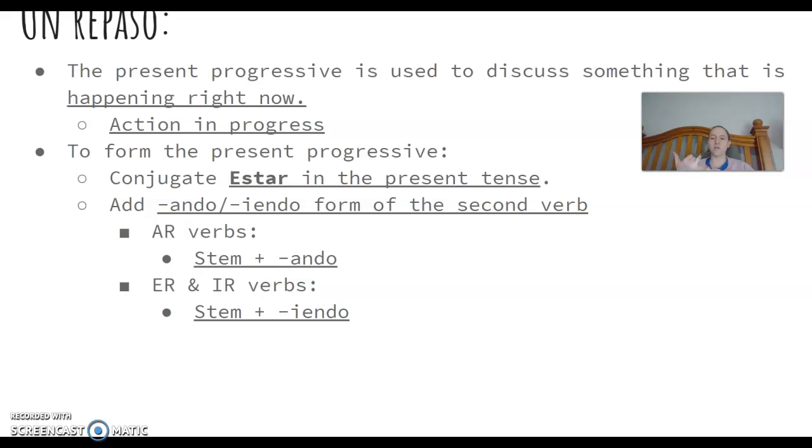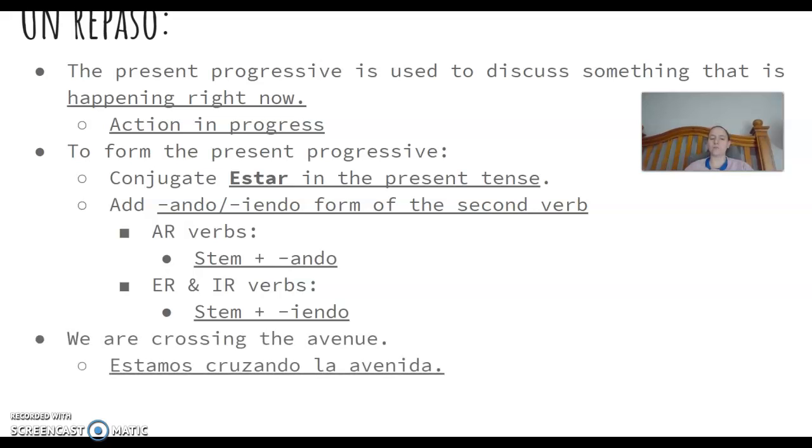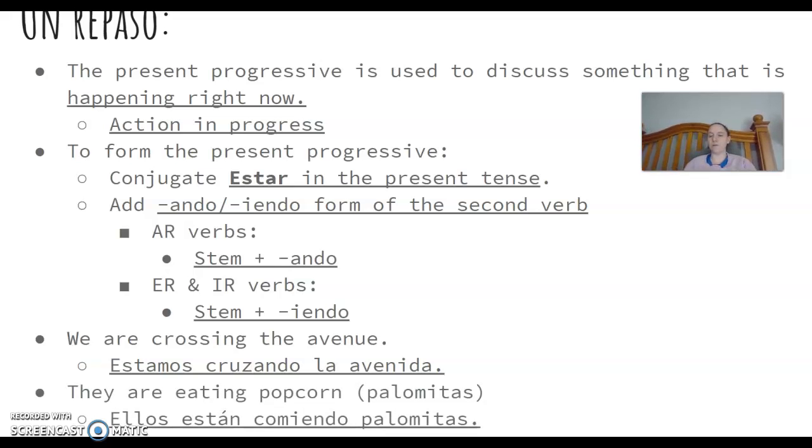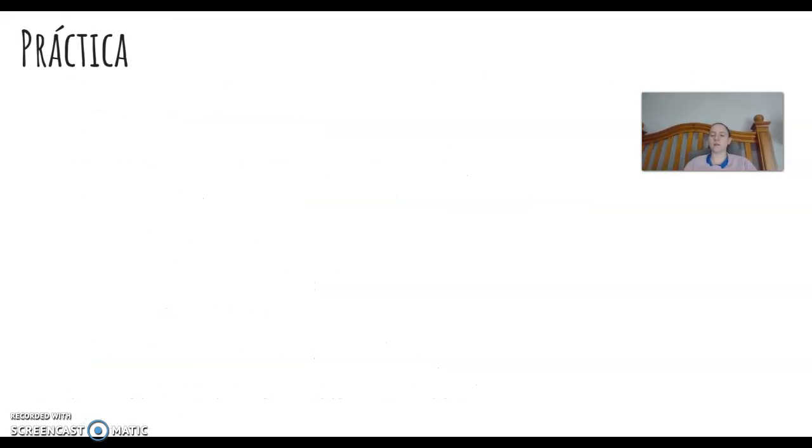So you're conjugating estar for the subject, and then the ando or iendo form stays the same no matter who is doing the action. Okay, so we are crossing the avenue. Estamos cruzando la avenida. We're eating popcorn. Ellos están comiendo palomitas. This should look pretty familiar to you. Okay, so let's do a couple of practice sentences.